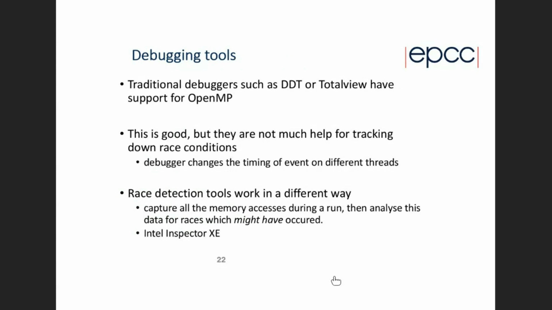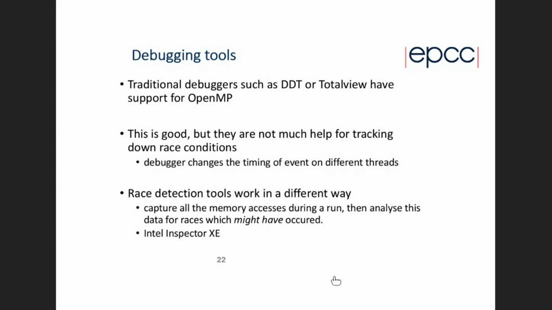And just to finish up a little bit about tools. In terms of debugging tools, traditional debuggers that you tend to find installed on some HPC systems like DDT or TotalView do have support for OpenMP. That's good, but those are conventional debuggers and not much help for tracking down race conditions. Just running under the debugger changes the timing of events on different threads. So it's perfectly possible that you see a race condition giving you the wrong answers, and then as soon as you put it under the debugger, you magically get the right answers.